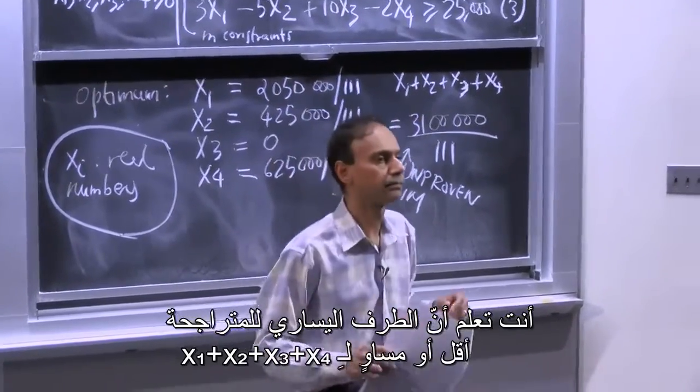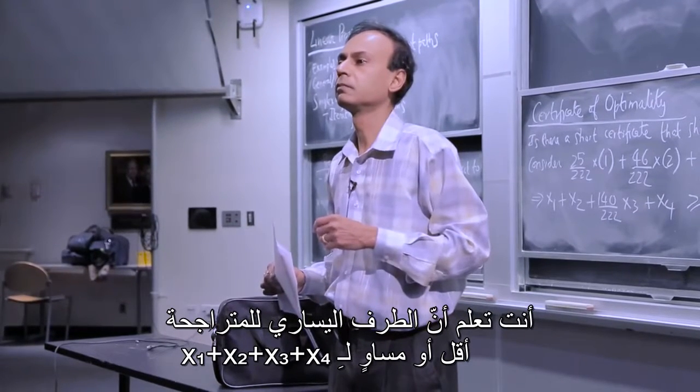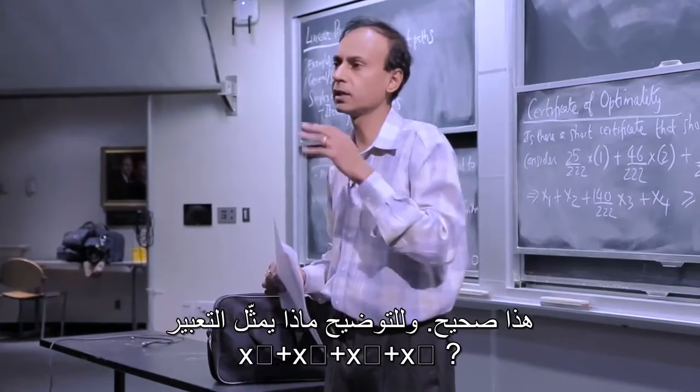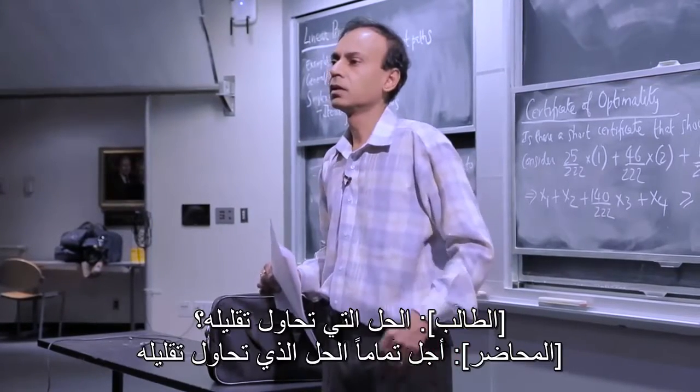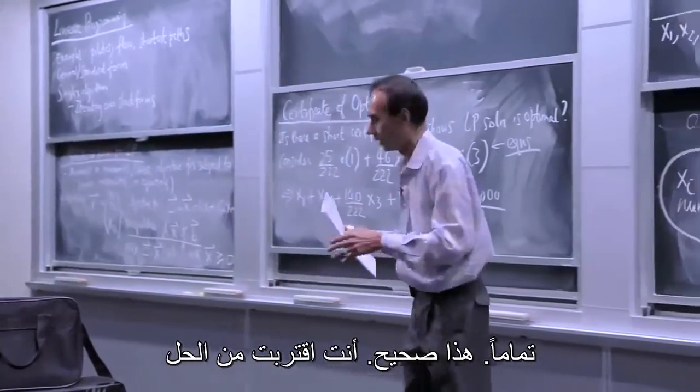Yeah, go ahead. Do you know that the left-hand side of that inequality is less than or equal to x1 plus x2 plus x3 plus x4? Correct. And what is x1 plus x2 plus x3 plus x4, to be clear? Yeah, exactly. The thing you're trying to minimize. Exactly, right? You're almost there.